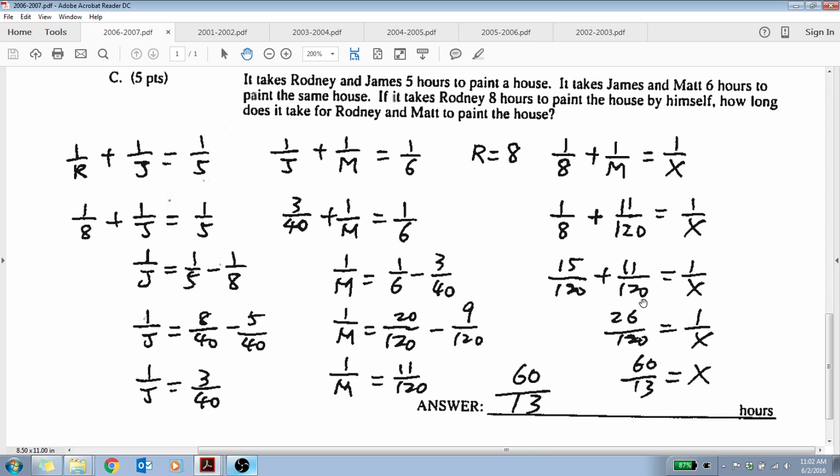When I add these together, I get 15 over 120 plus 11 over 120 gives me 26 over 120. So when I solve for X, I'm going to get 120 over 26, which can reduce, and I'm going to get 60 over 13, and that is my final answer.